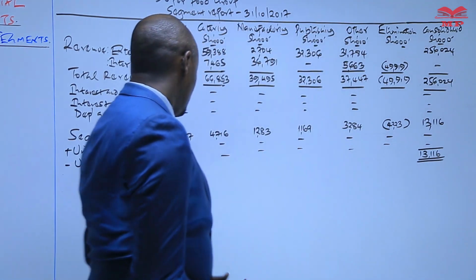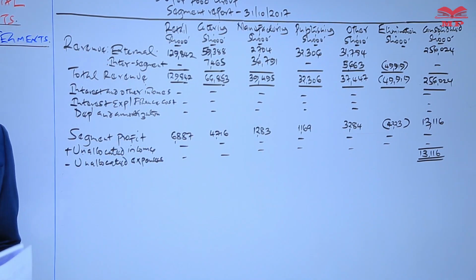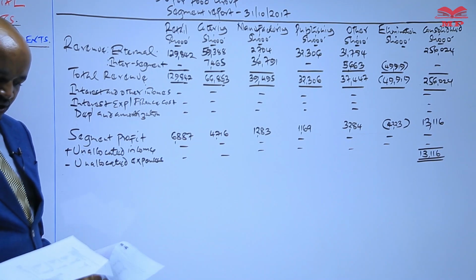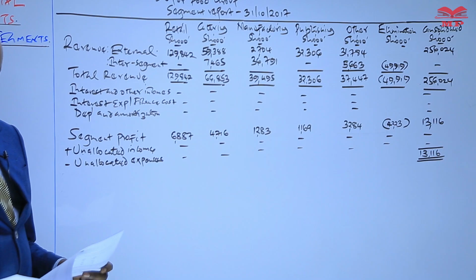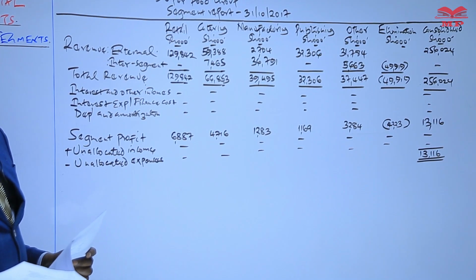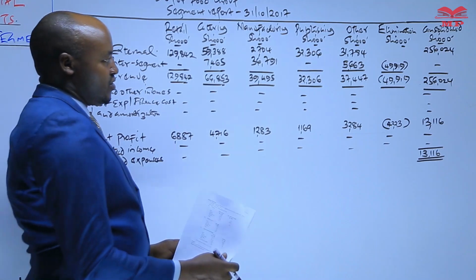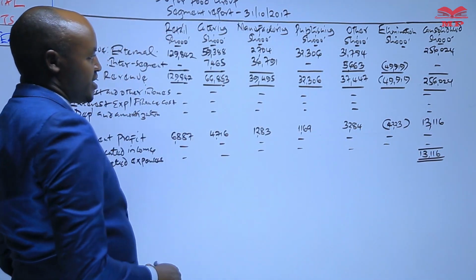13,116. And actually, if now you go to the income statement of this particular group, you should be able to see such a profit. Yes. So the profit before tax of this group from the income statement given at paragraph 1, that figure is 13,116. So this is how this profit was generated by those segments.